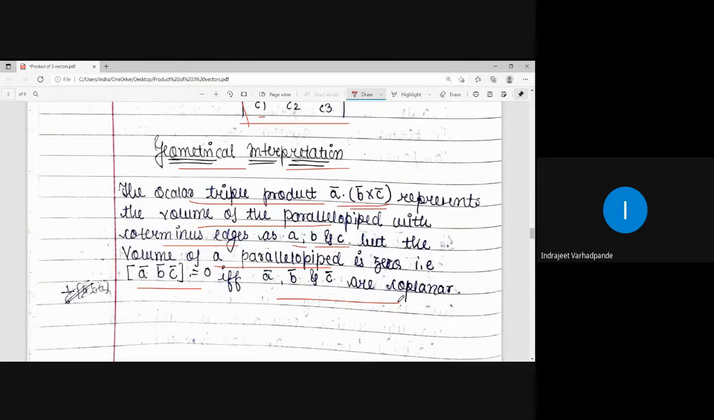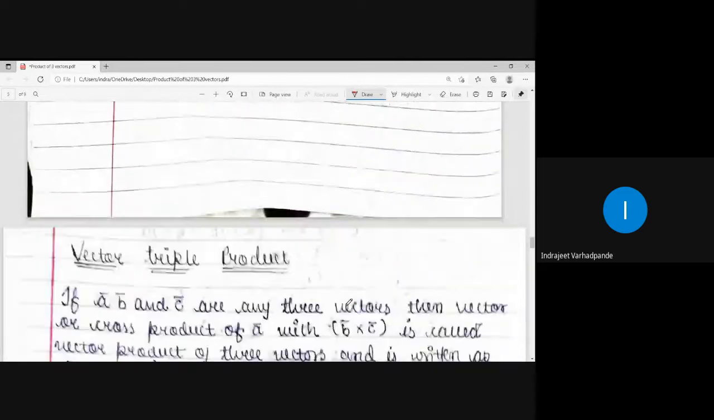Whenever the scalar triple product or the box product is 0, we say that the vectors are coplanar, and the scalar triple product signifies the volume of a parallelopiped, or of the tetrahedron, which is denoted by 1/6 box product A bar, B bar, C bar. So this is the scalar triple product or the box product, also written as box product A bar, B bar, C bar. The quantity obtained as a result is nothing but a scalar quantity.